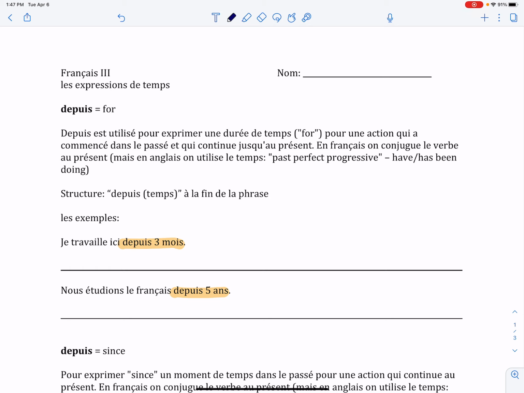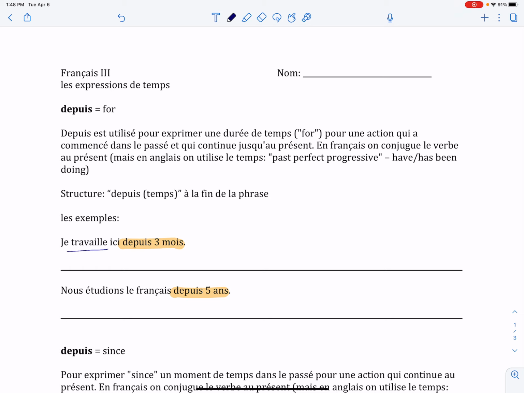So je travaille ici. Notice that verb is in the present tense. I work. What we're saying in English is I have been working here for 3 months. So it started in the past 3 months ago and continues up to right now. Because that verb tense doesn't exist in French, they use the present tense because it's still happening at the present right now. So je travaille ici depuis 3 mois. I have been working here for 3 months.